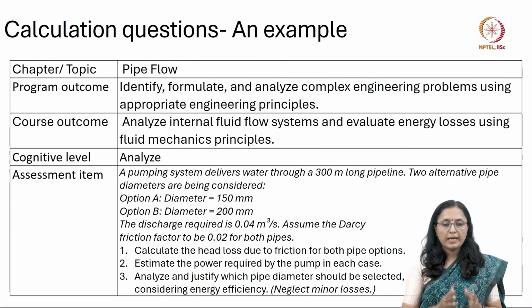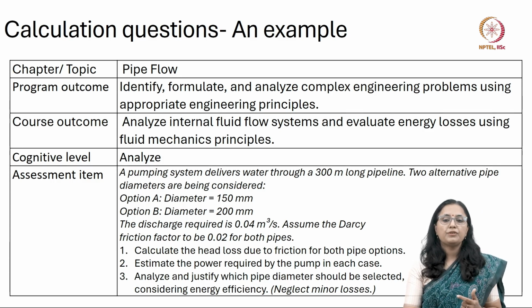So, you have a question, it has a lot of known values, and the student is expected to calculate the head loss due to friction for both pipe options, estimate the power and analyze and justify which pipe diameter should be selected. So, you see, it is not only about calculation, it is also about justifying the design choices, which is one of the very important skills needed to become a very good engineer.